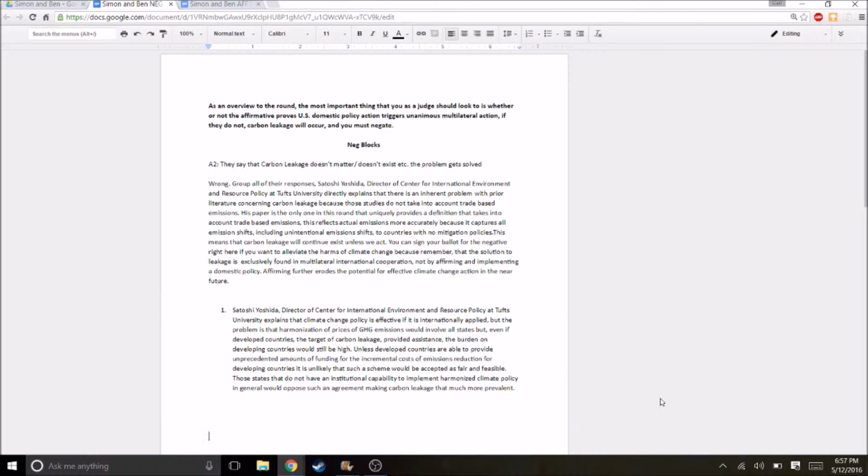This is an example of a block that can be used as a general overview of the round, and unless they respond to this block, then they won't be able to win the round, and thus the blocks are very important to use.